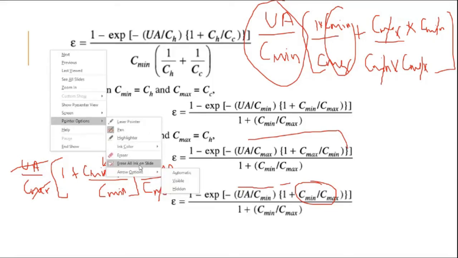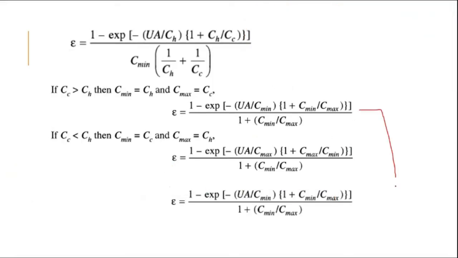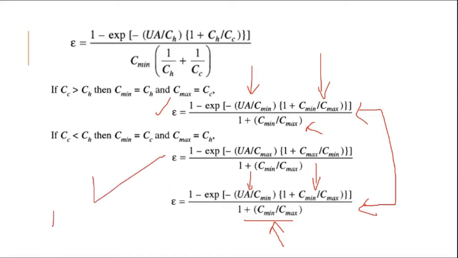Okay. When we are doing this much, see what we are getting. For both the cases, the final expression is same. For both the cases, the effectiveness value is same. Effectiveness value is 1 minus exponential of minus UA by C min times 1 plus C min by C max, whole divided by 1 plus C min by C max. So instead of writing two different formulae for two different cases, we can consider that this is the general formula of effectiveness for parallel flow heat exchanger. Can we say like that? Yes or no?